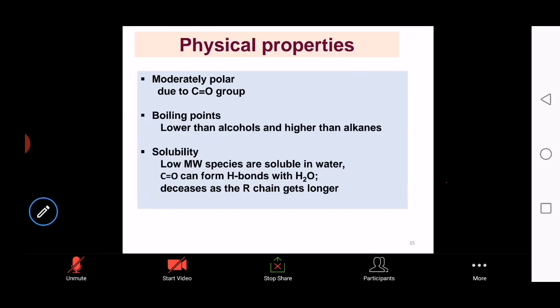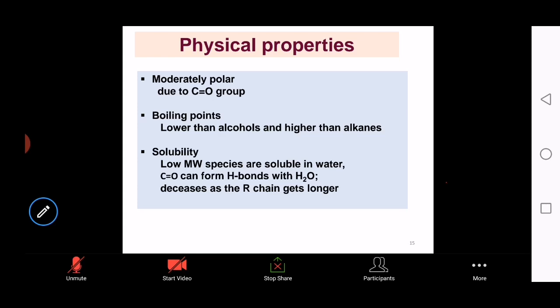So, physical properties. For aldehyde and ketone, it is moderately polar due to the C=O group, because there is a different electronegativity between carbon and oxygen. That's why it is a polar compound. And for boiling point, the boiling point for aldehyde and ketone is lower than alcohol and higher than alkenes. When comparing, we need to compare different functional groups.